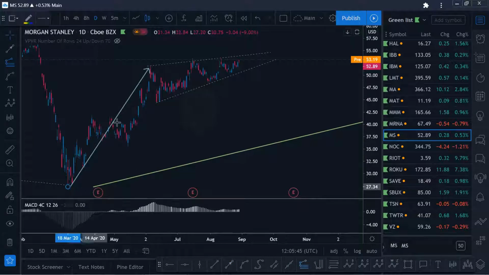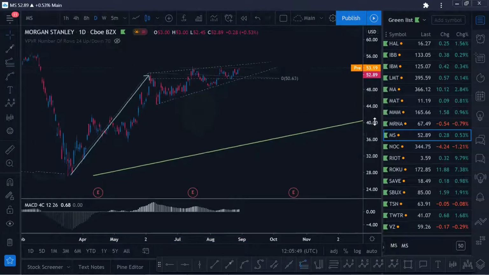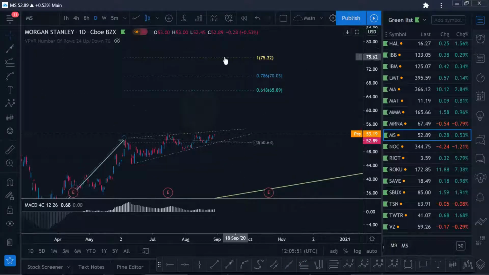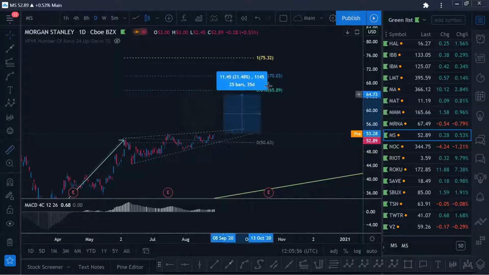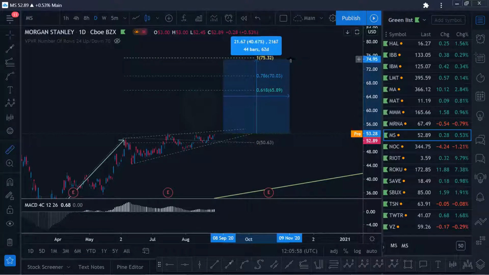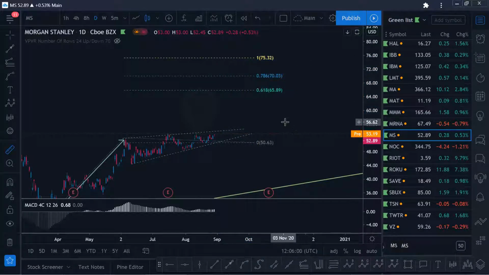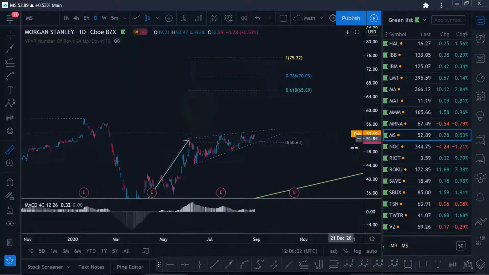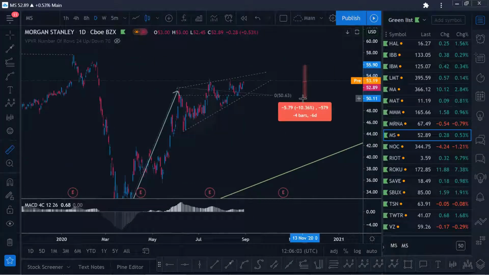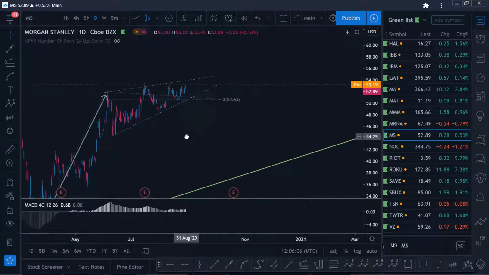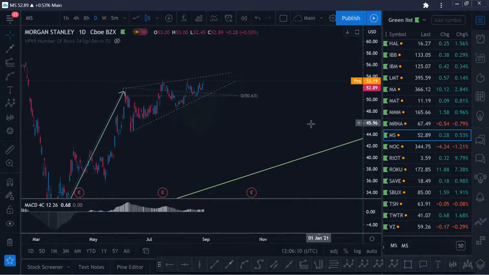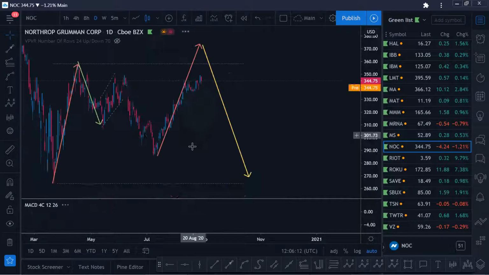Really nice targets given the preceding impulse as well. We could see this head up towards 65, potentially as high as 75. So from where we're standing right now, potentially a 40% climb in Morgan Stanley, kind of following Goldman Sachs, potentially on trading revenue, given the nature of the bank. So I really like this trade as well. Morgan Stanley and Goldman Sachs are really good looking trades.